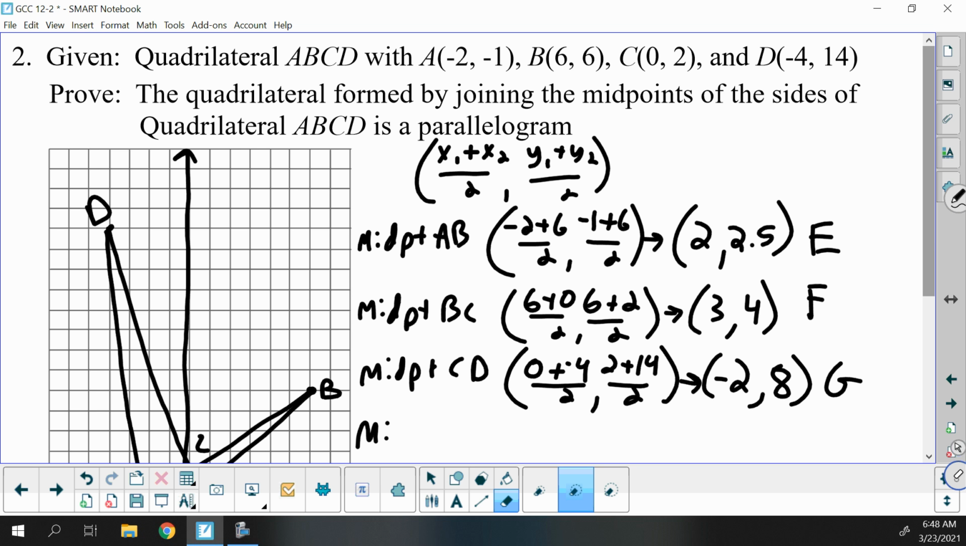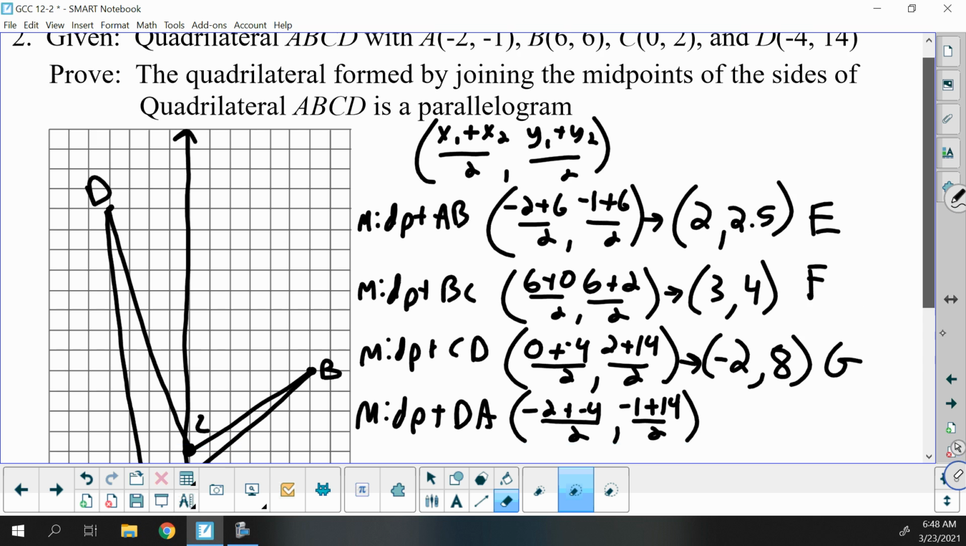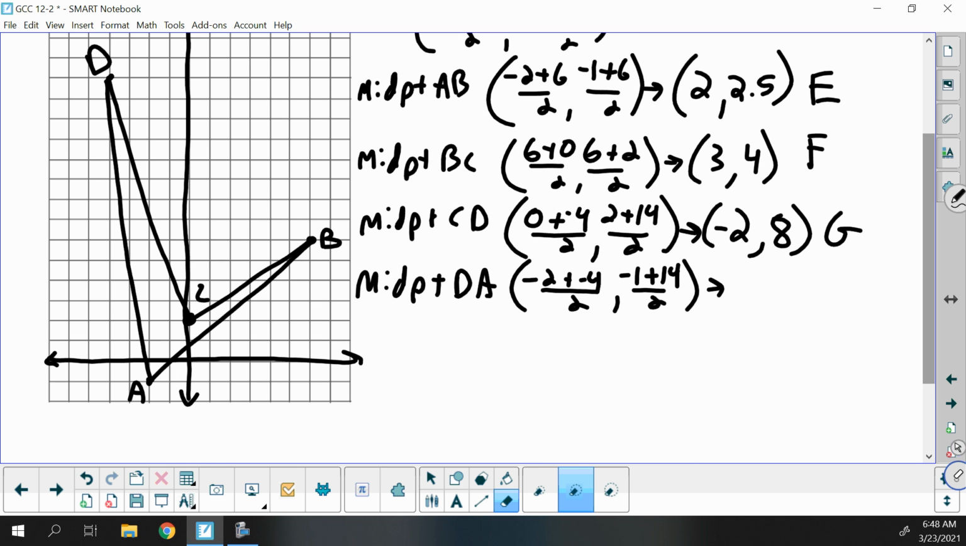And we'll finish off this part with the midpoint of DA. So we'll have negative 2 plus negative 4 over 2. Then add your y's and divide by 2, so negative 1 plus 14 over 2. That'll be negative 6 over 2, which is negative 3, and 13 over 2, which is 6.5, and we'll call that point H.